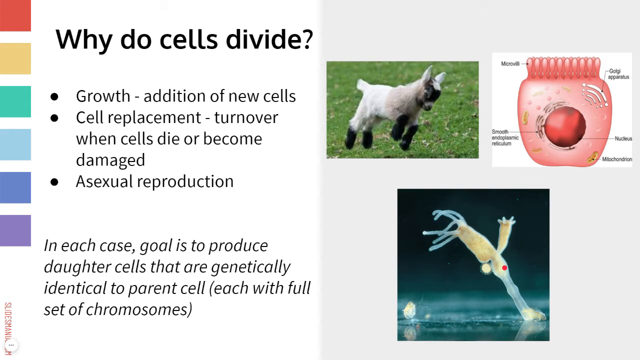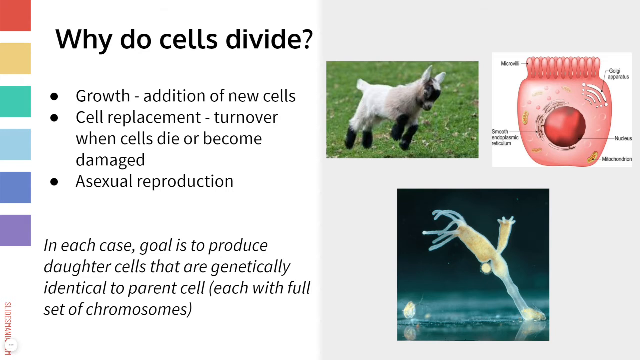In each of these cases, our goal is to produce daughter cells that are genetically identical to the parent cell. And it's really important that those daughter cells are identical. If we're making more intestinal cells or more goat cells, we want them to be genetically the same as the cell we started with. So we want them to have the same set of instructions. It's really important that these daughter cells are going to get all of the chromosomes, and none of the chromosomes are going to be missing, but also no extra chromosomes. We want exactly the right number of chromosomes or set of instructions for these daughter cells. Okay, so that's our why.